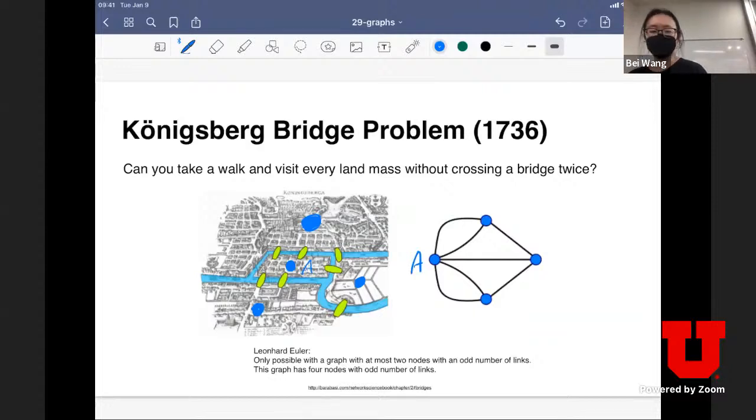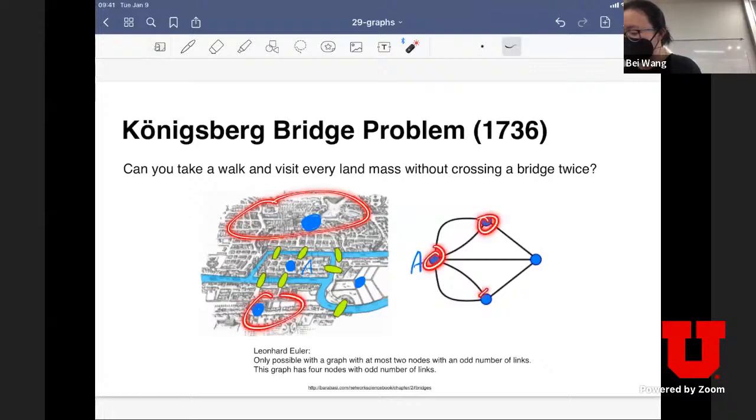You can actually play with this, and I'm not going to go into the proof. There's a very simple proof if you go through things like 2100, the discrete structures course. But this idea of abstraction gave birth to graph theory. Every single piece of land became a node, and every single bridge became an edge connecting land masses.